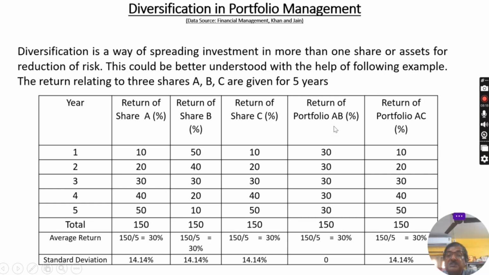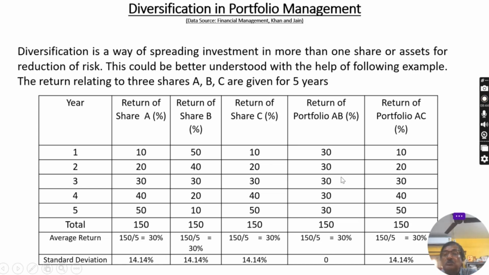That means if you mix in the form of a portfolio, that is 50% of share A and 50% of share B, then you will see the return remains the same, 30%, as when you invested the entire money in share A, share B, or share C, where the return is 30%.